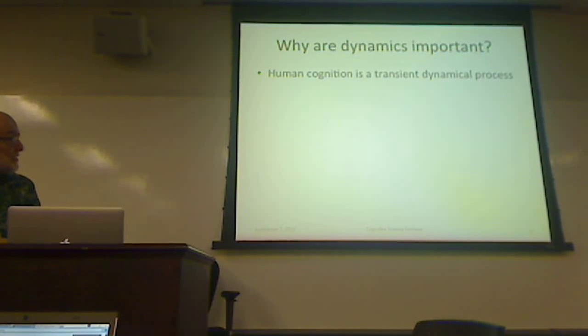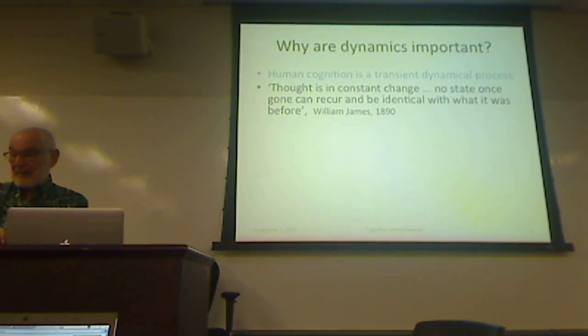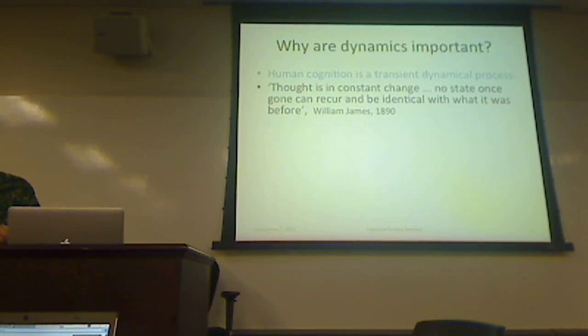Well, human cognition is a transient dynamical process. That makes it important as far as I'm concerned. Thought is in constant change. No state once gone can recur and be identical to what was before. William James. Or Heraclitus, it goes back that far. It may be obvious, but all these important things are obvious actually if you get to know them. In any event, all this is because of the dynamics.